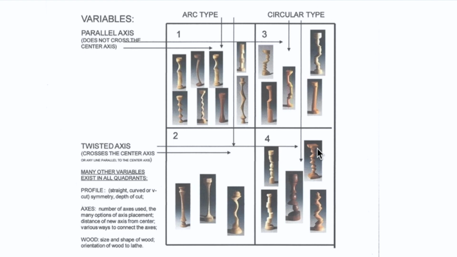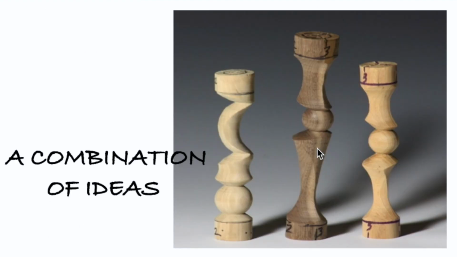and how it works. You can also combine ideas, and on one spindle, let's take the one in the middle, the walnut one. On the top, there are 3 axes separated by 120 degrees. On the top, it's parallel arc type. On the bottom, it's twisted arc type. And in the middle, it's circular twisted because it's on an off axis.